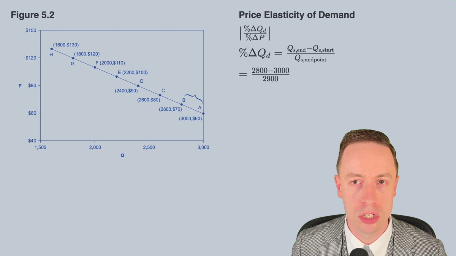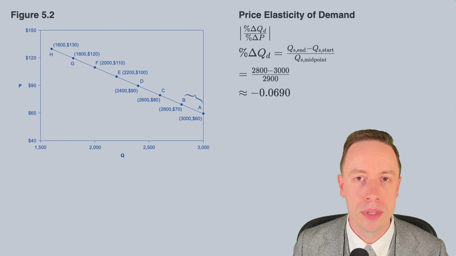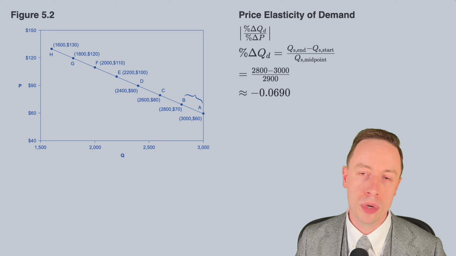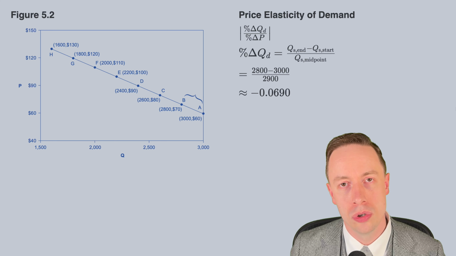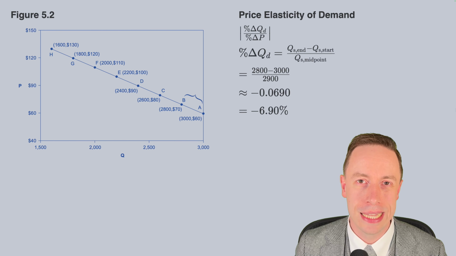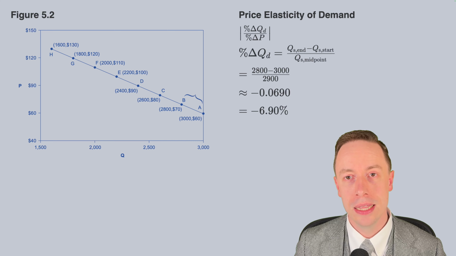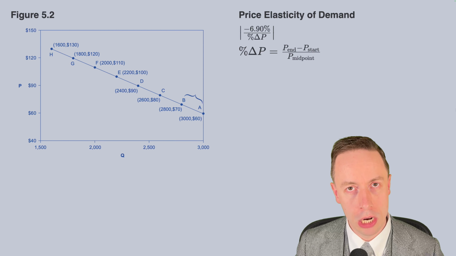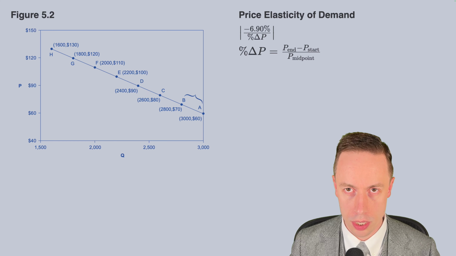So if we go ahead and punch that into our calculator, difference of 200 over middle of 2,900, that comes out to be, rounding to significant digits here, approximately negative 0.0690, which we then convert into a percentage change. So two points to the right for the decimal, that's negative 6.90%. That's the quantity side. Let's go ahead and do the price side. Again, let me emphasize, when we're working out the percent change in price, we are only going to use those price figures. So $60 and $70 going from A to B.